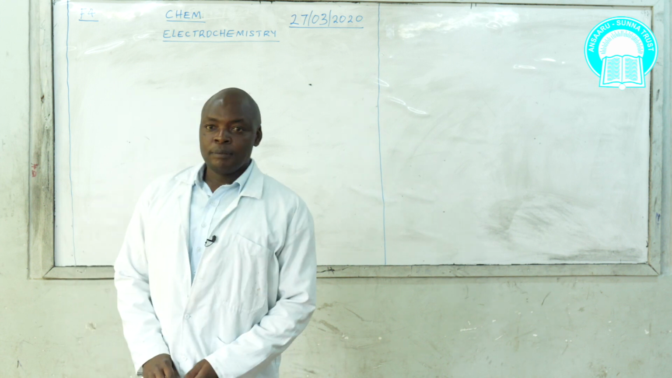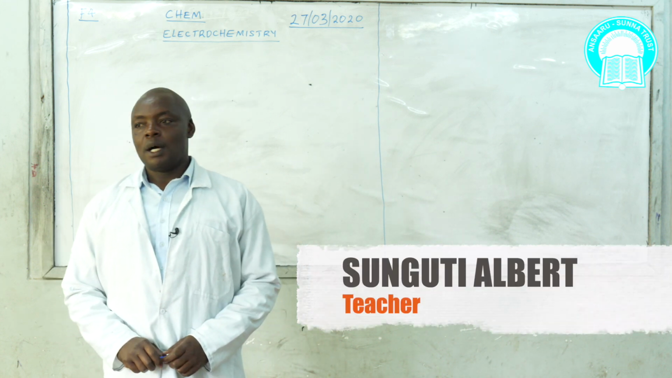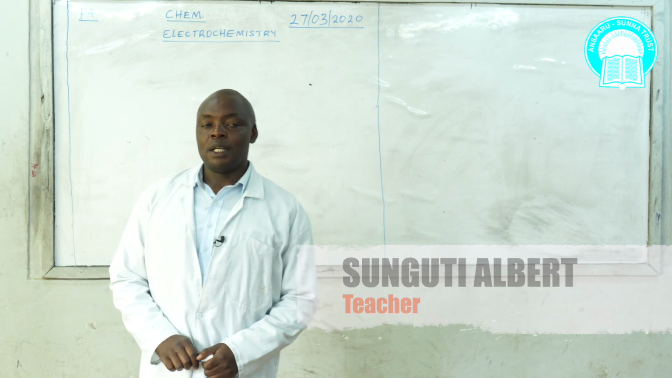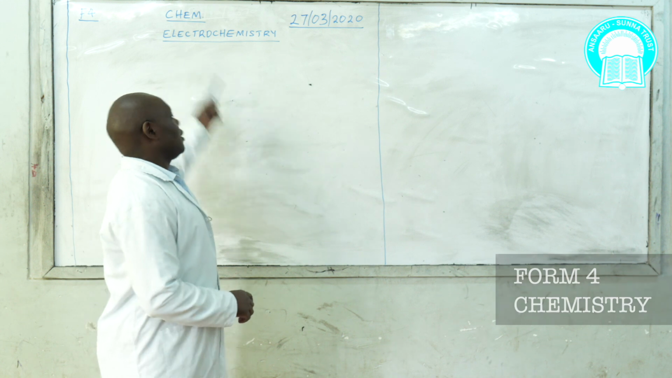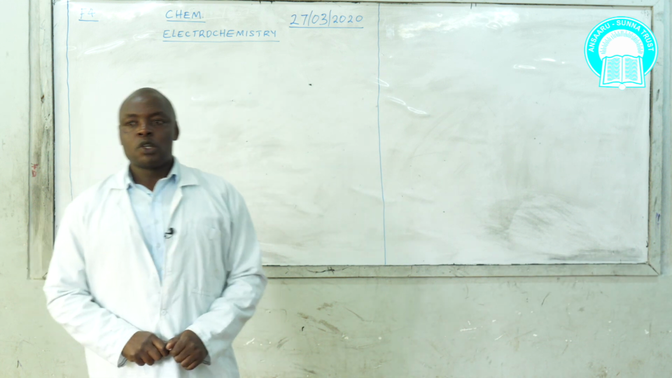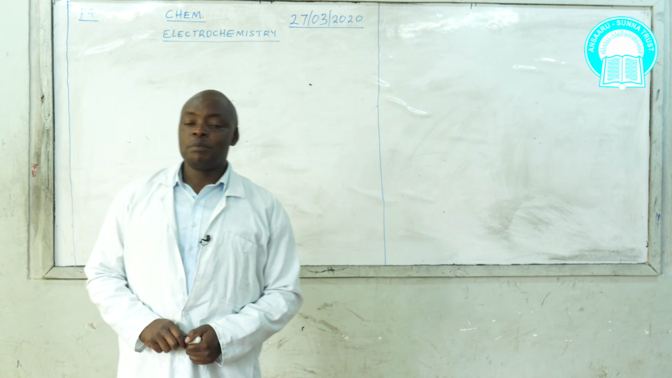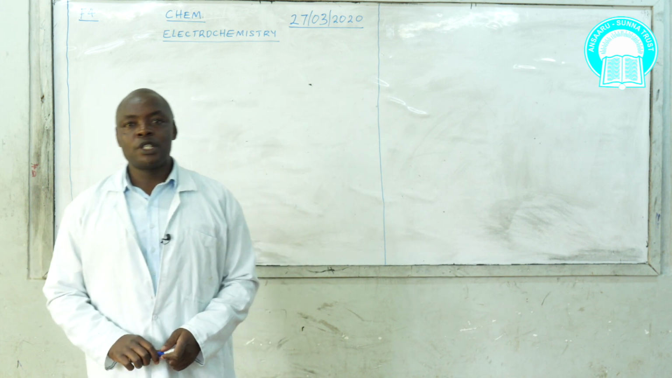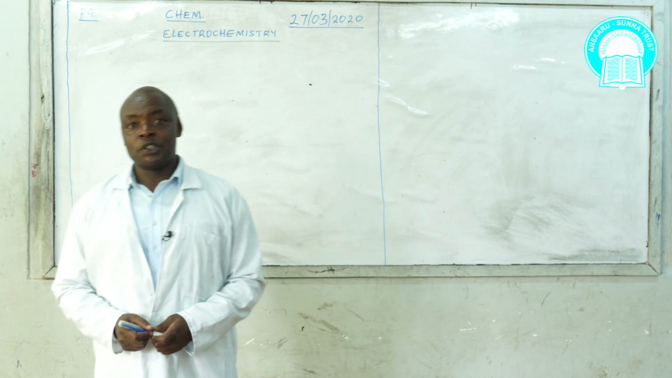Okay, good morning. I want us to have a look at a topic in Form 4 known as electrochemistry. Electrochemistry is defined as a branch of chemistry that deals with the relationship between electrical energy and chemical reactions.